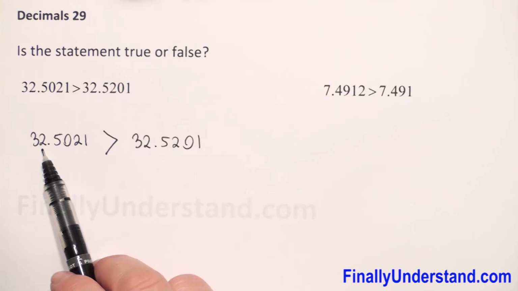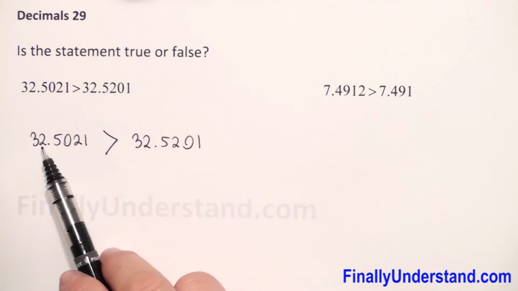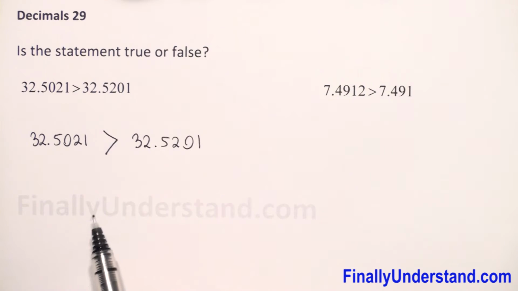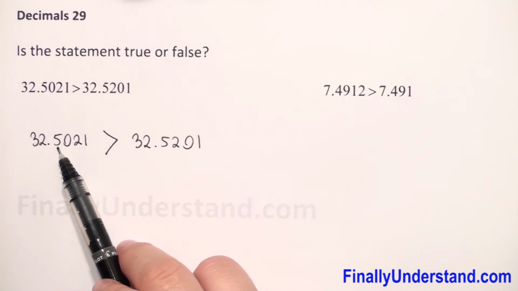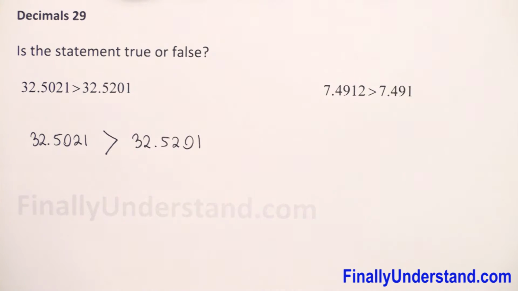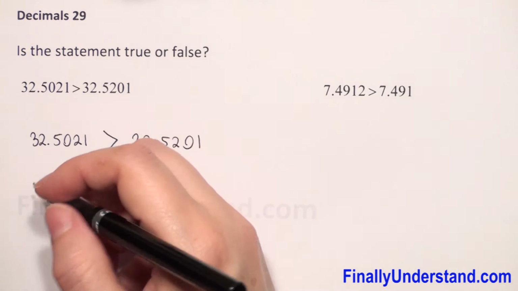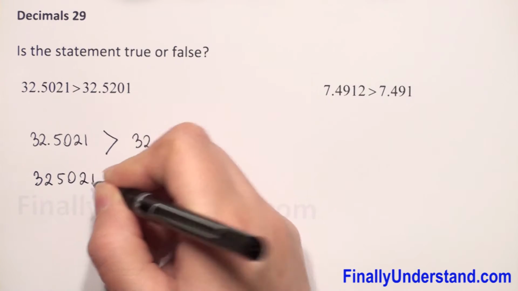The whole number is 32, next is the decimal point. So we have the same whole number, 32 and 32. So what will we do next? We have to check how many digits we have after the decimal point. 1, 2, 3, 4 and 1, 2, 3, 4. So it's the same. So let's forget about the decimal point, and we have just 3, 2, 5, 0, 2, 1.